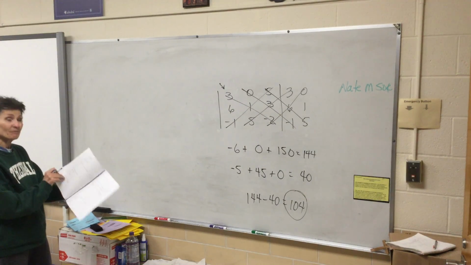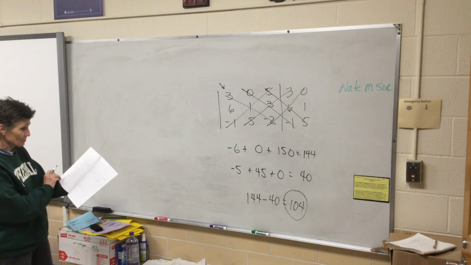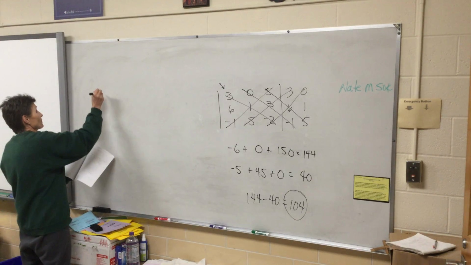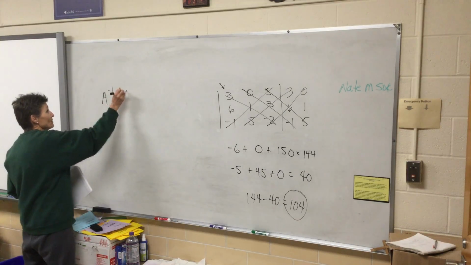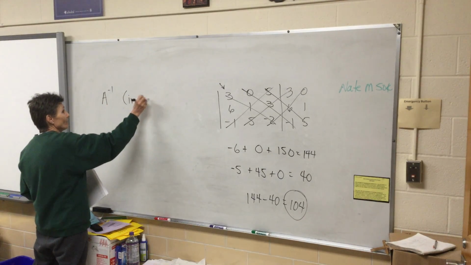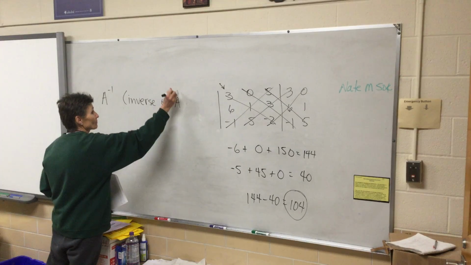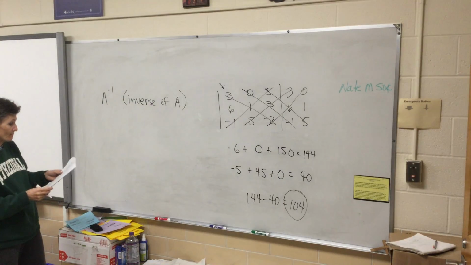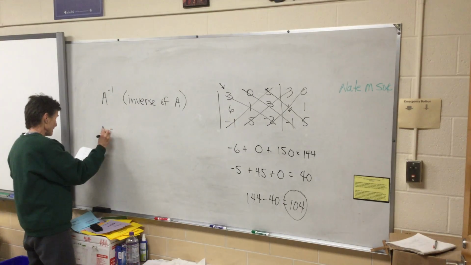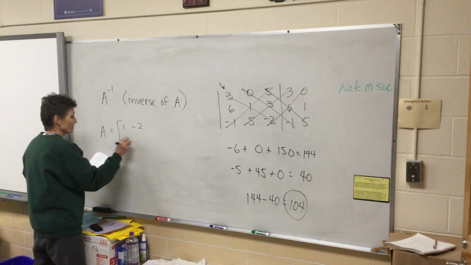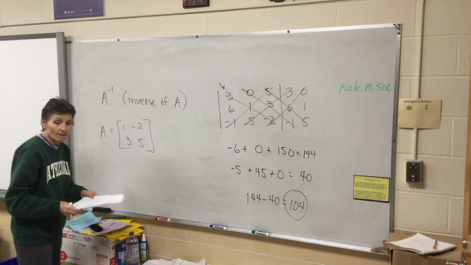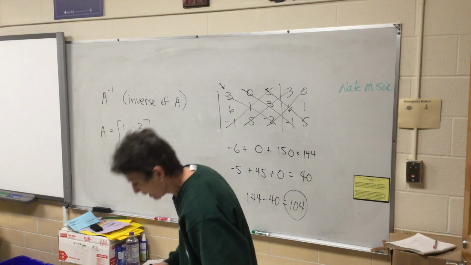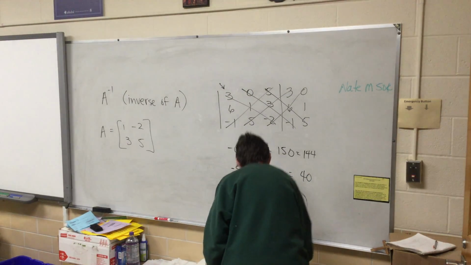All right, we're going to do a few more here before we break for lunch, and I won't see you anymore then today. So A inverse, I'm going to find A inverse. This means the inverse of A. You remember that notation. That's your inverse notation. And A is 1, -2, 3, 5. Now, finding the inverse, again, very simple, but there's a process to it that you have to remember.